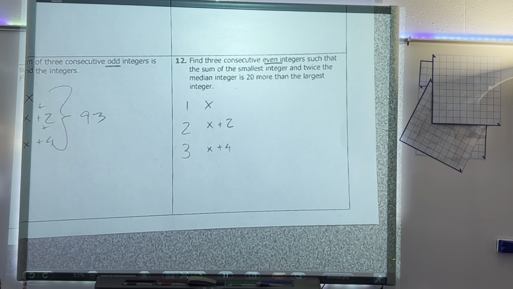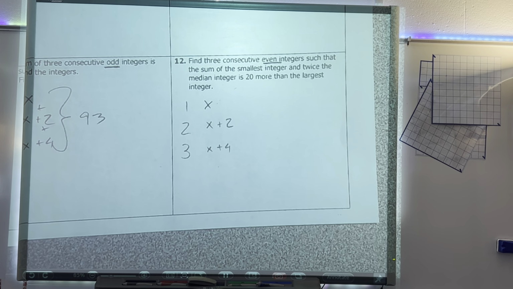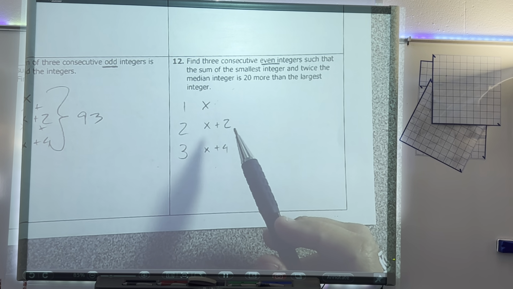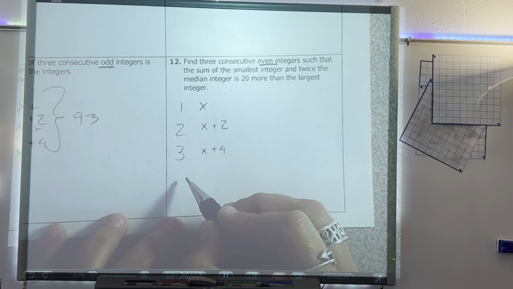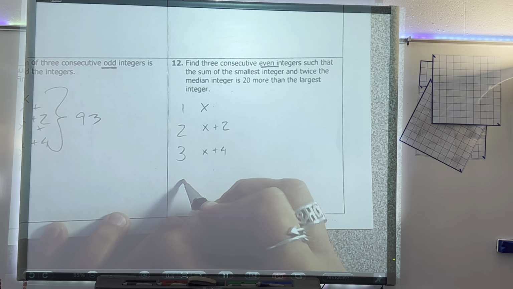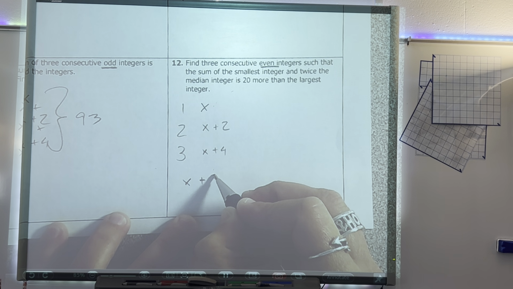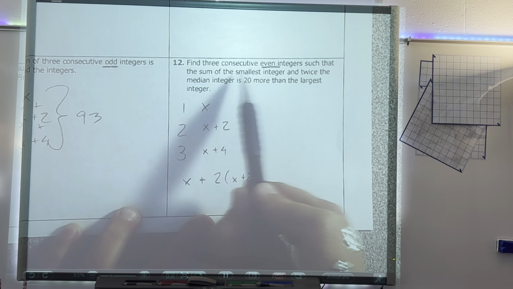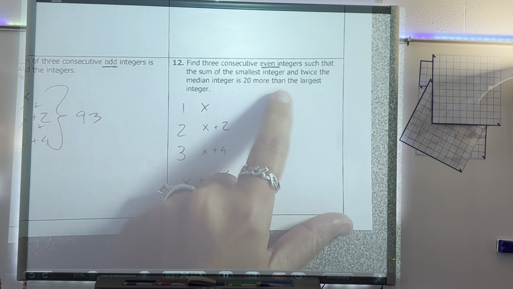And then, what does it say there? This one says the sum of the smallest, which would be this one, the smallest integer, and twice the median. Which one is that? x plus 2. So the sum of the smallest and twice the median. How am I writing that? 2 parentheses, x plus 2. So the sum of the smallest, the smallest is x, plus 2 parentheses x plus 2. So that's the median, right? The sum of the smallest integer and twice the median is, so there's my equal sign, 20 more than the largest.